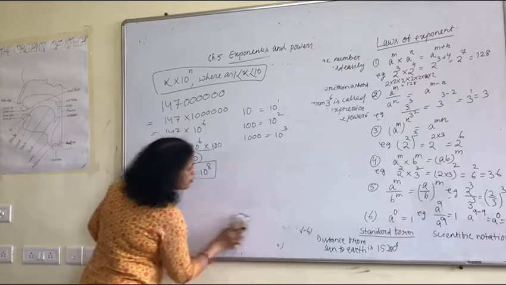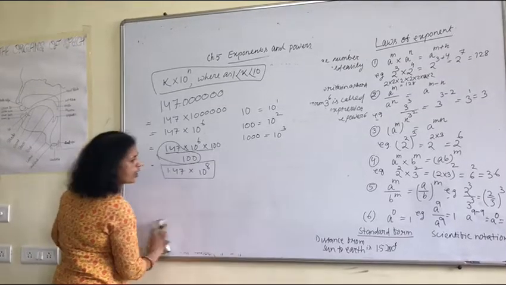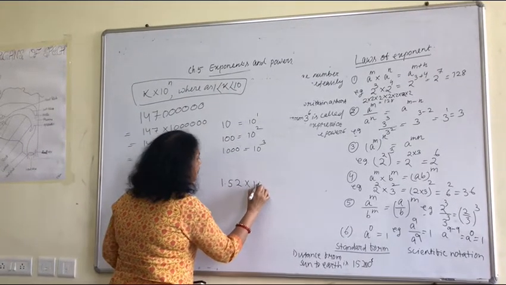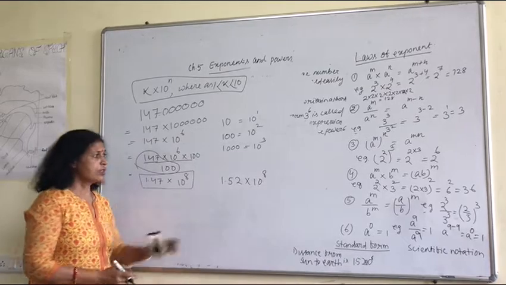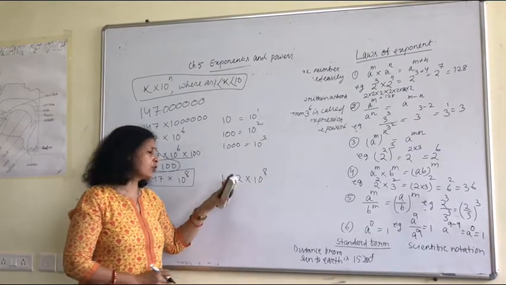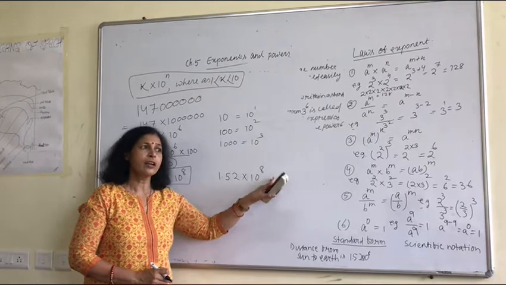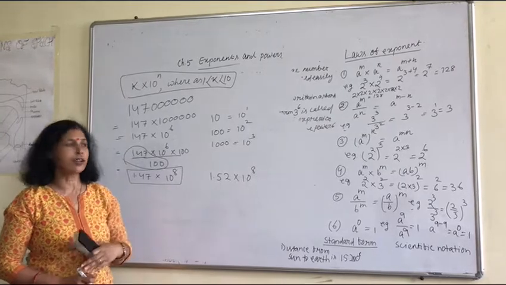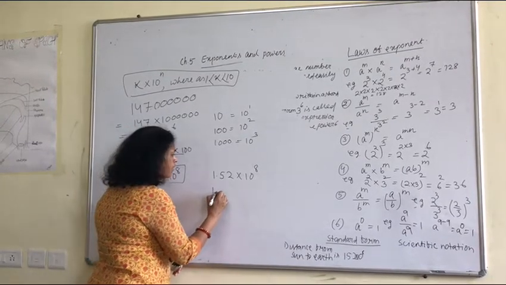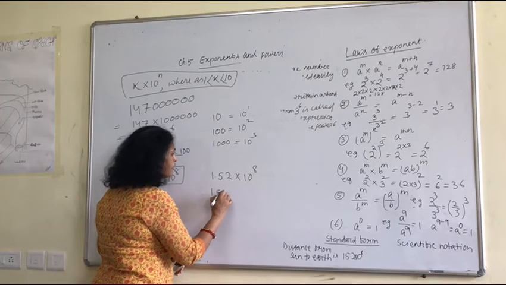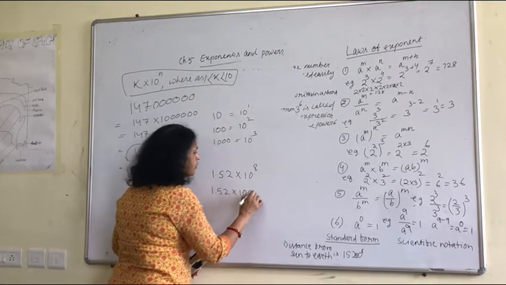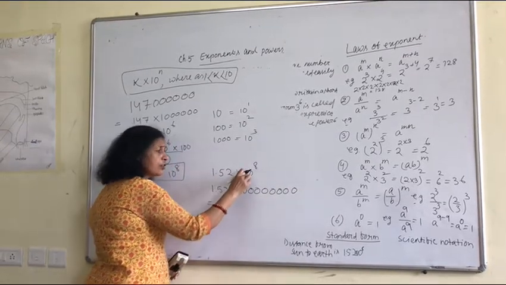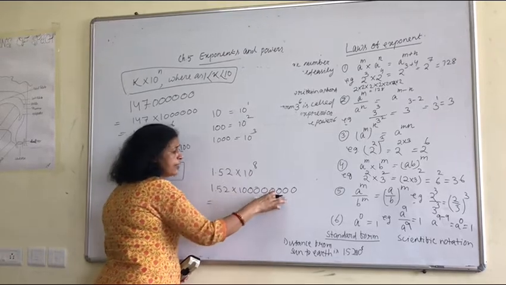Take an example. Suppose the distance from sun to earth is 1.52 into 10 to the power 8. This is written in the scientific notation, so you can write it in the standard form. 1.52 into 1, 2, 3, 4, 5, 6, 7, 8. So 10 to the power 8 means 8 zeros after 1.